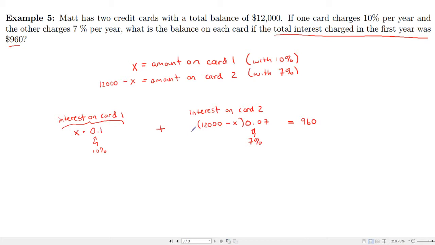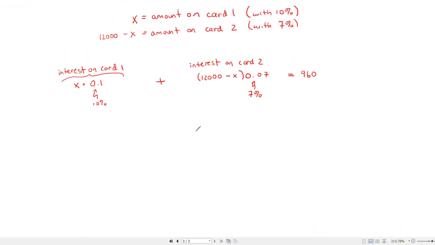So let's do that. Okay, so we have 0.1x, plus this, and let's distribute the 0.07, right? So we have 12,000 times 0.07 minus 0.07x is equal to 960. Right, so once you get to this, that's the hard part, right? Coming up with that equation. But once you do that, now we can just use the strategy that we've been using before. So we'll combine like terms.